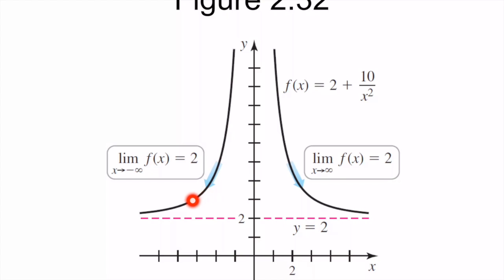It also approaches the line y equals 2 as x approaches negative infinity. So both the left and the right hand limits of the function are 2. So we would say that the graph here of y equals 2 is a horizontal asymptote.